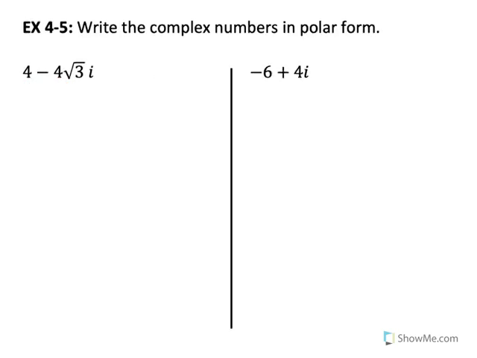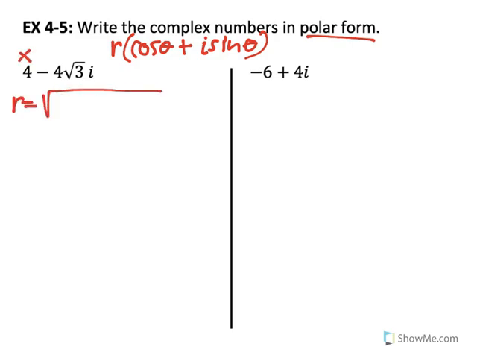We're going to continue on with these problems and then write these rectangular numbers in polar form. To write them in polar form, we want it to look like r times cosine theta plus i sine theta. So to be able to do that, we have to find r first. To find r, we take the square root, remember this is x and y, of x squared plus y squared.